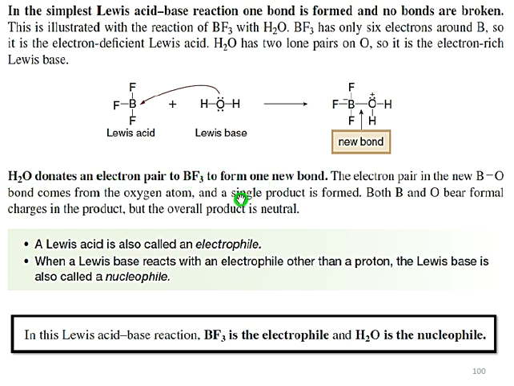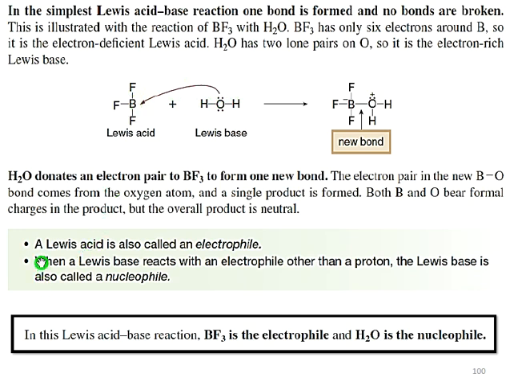Okay, and again, a Lewis acid is also called an electrophile. Electrophile means electron-loving. Okay, it wants electrons. And look, this is the electrophile. Why? Because it can take this unshared pair of electrons.